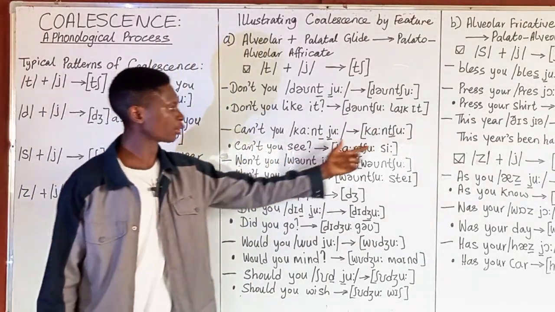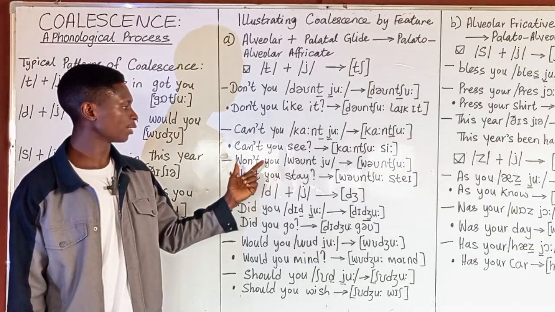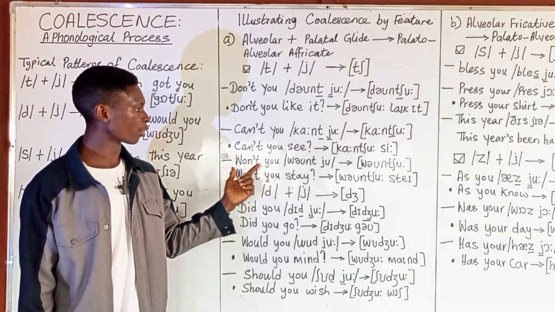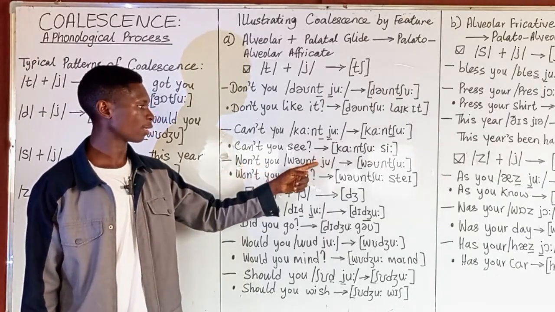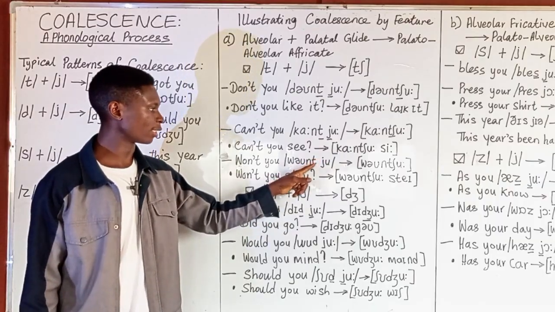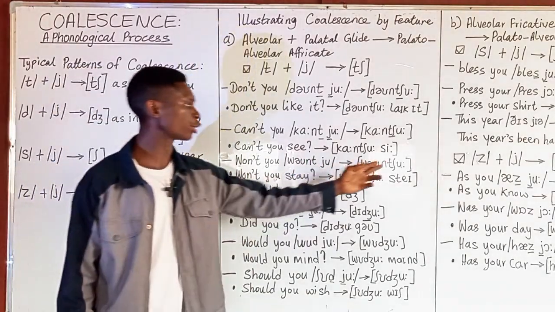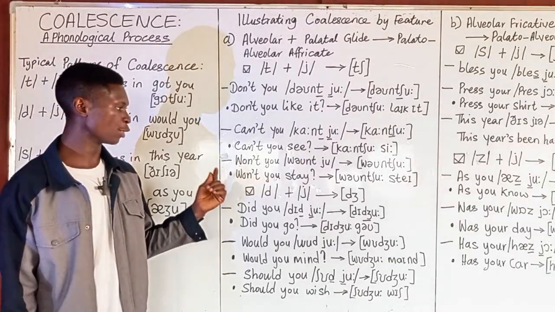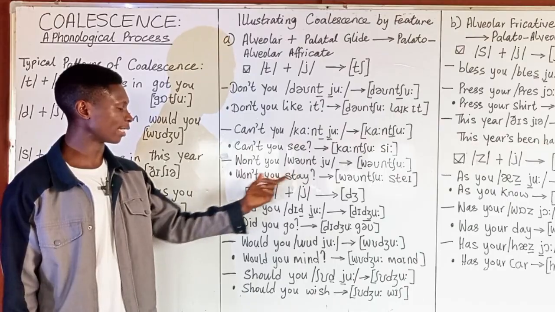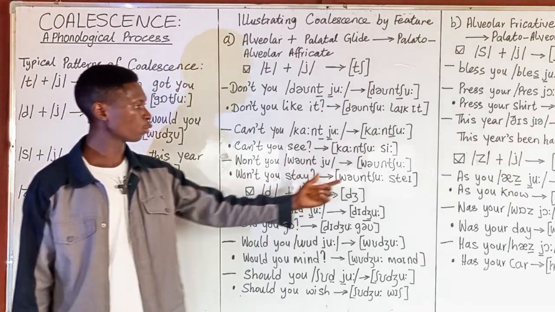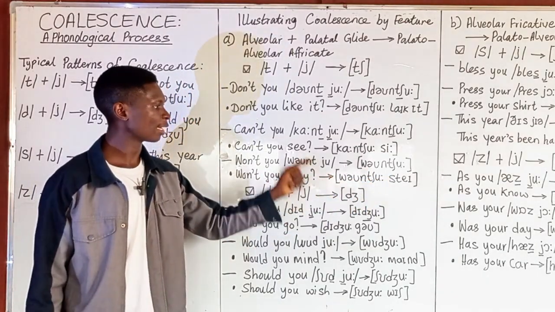Can't you? We have also won't you. Won't ends with the T sound, whereas you begins with the Y sound. Hence, T and Y combine to give us ch. That's how we have "won'chu" instead of "won't you" in connected speech. A typical example of that is won't you stay? Won't you stay?